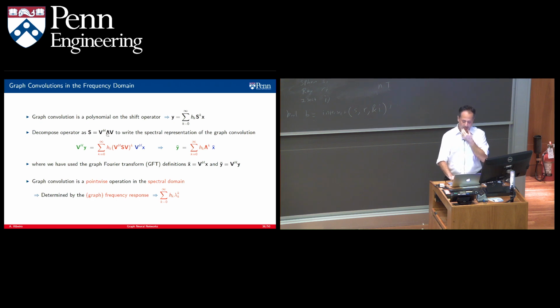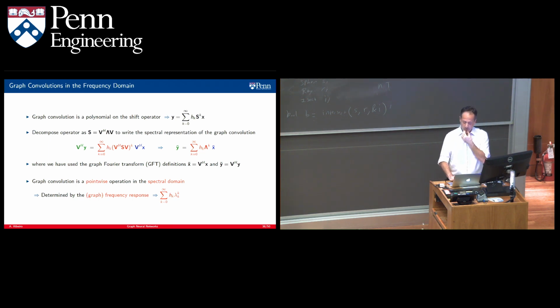Let me assume that this S has this eigenvector decomposition. I throw that eigenvector decomposition in, and you will see that everything diagonalizes here, right? By which I mean that you can project y and project x on the eigenvector basis, and you end up with a diagonal operation. That's very remarkable, okay?